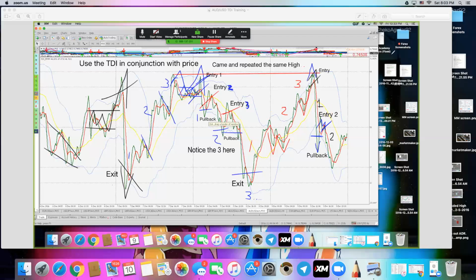Okay. All right, then pull back, and then at the end of the day, back in consolidation. All right. It's in there, guys. It's even in there in the TDI.